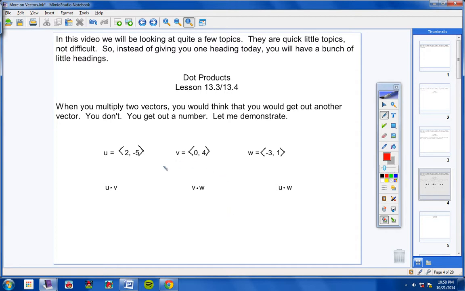So here we go. Hopefully you've copied all this down. Let's first of all find the dot product of u and v. After I do this first one, if you want to work the next two on your own and work ahead of me, that's totally fine. Just keep an eye up here to make sure you're doing the problems correctly.